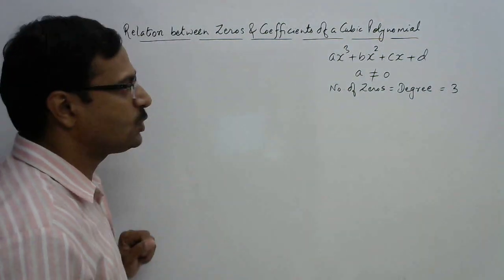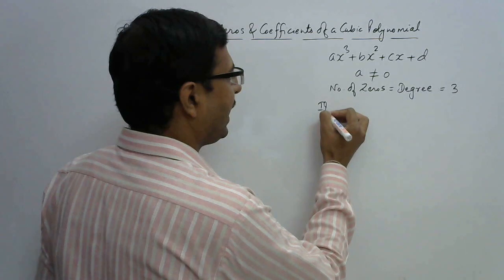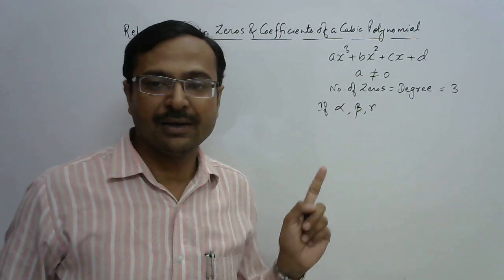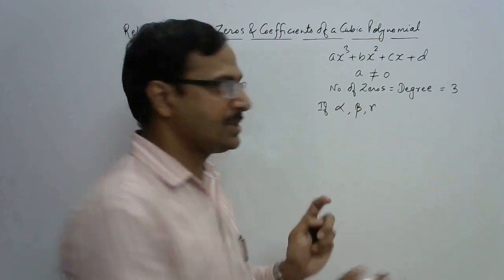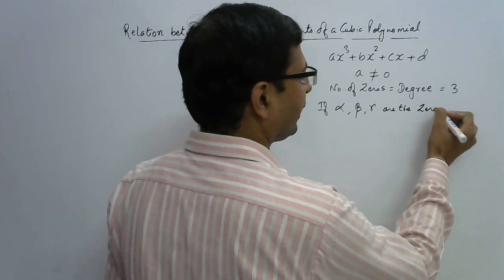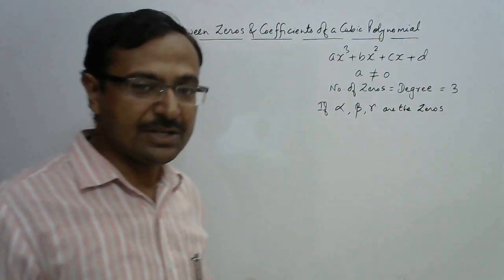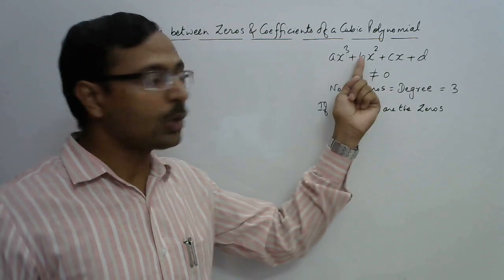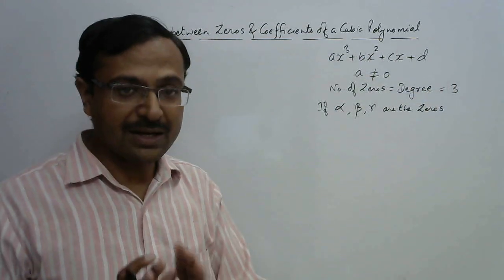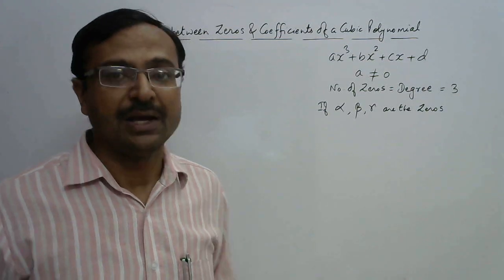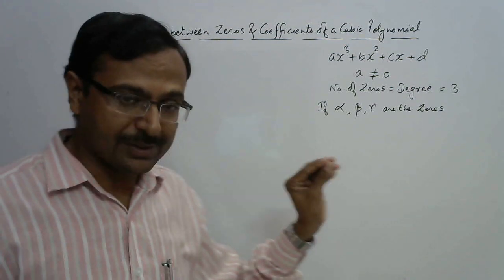So if I assume that alpha, beta and gamma are the 3 zeros, then there is a particular relationship which is satisfied by the 3 zeros and the 4 coefficients. Now that relationship is very important for solving a wide variety of problems related to these cubic polynomials.